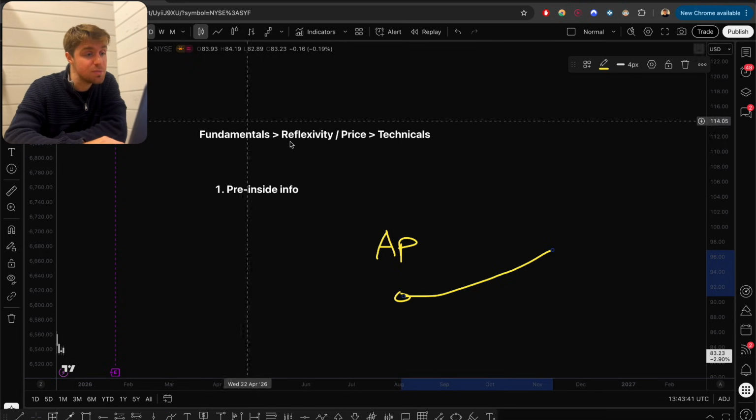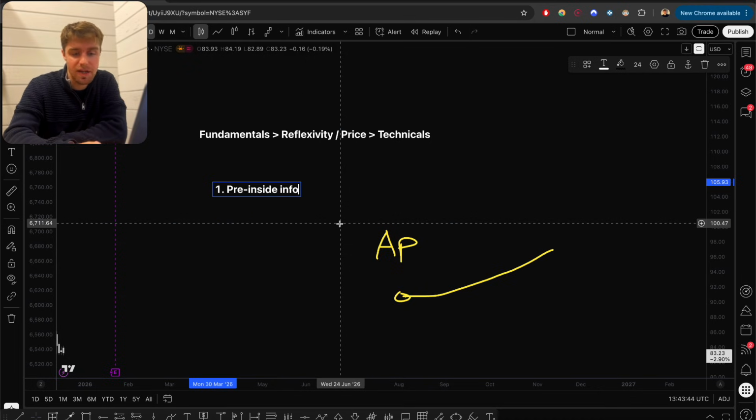So that's going to be the first one, which is pre-inside info. Call it what you want. This is just a name I came up with. Right, pre-inside info. Everything downstream from here is about accepting that everybody is looking at the same thing.